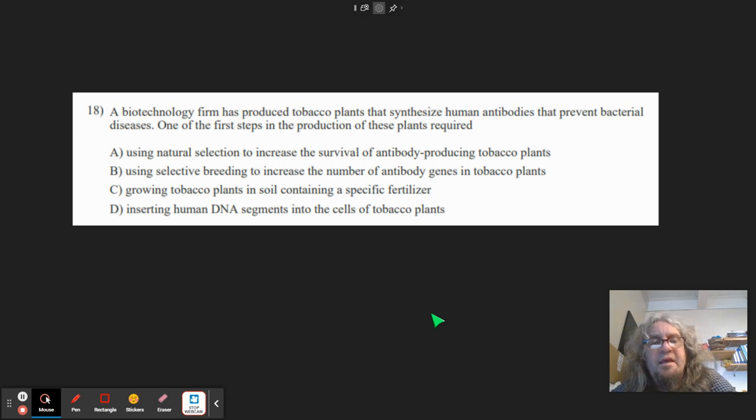Question 18. A biotechnology firm has produced tobacco plants that synthesize human antibodies that prevent bacterial diseases. One of the first steps in the production of these plants required A, using natural selection to increase the survival of antibody-producing tobacco plants. B, using selective breeding to increase the number of antibody genes in tobacco plants. C, growing tobacco plants in soil containing specific fertilizer. D, inserting human DNA segments into the cells of tobacco plants.